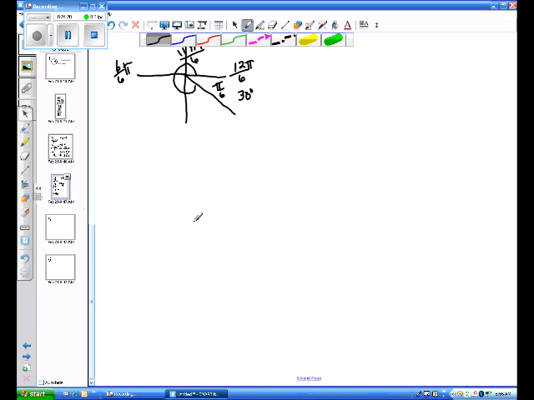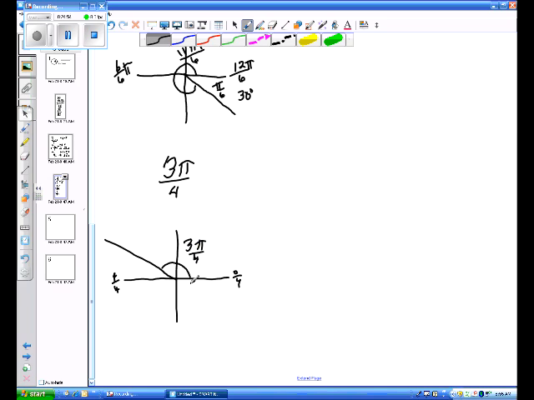Let's just go ahead and look at 3 pi over 4. Okay, 3/4, that's less than 1. So is it closer to 0/4 or 4/4? Well, 3/4 is closer to 4/4. So we're in our second quadrant. So our reference angle would be 4/4 minus 3/4. Our reference angle is pi over 4.